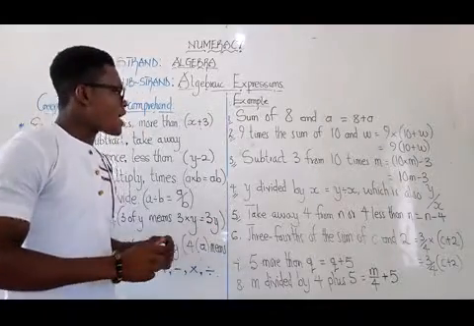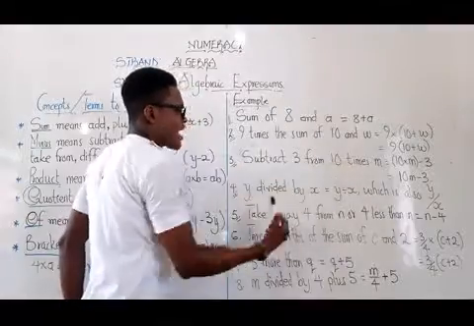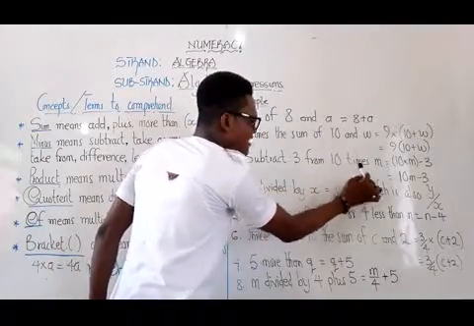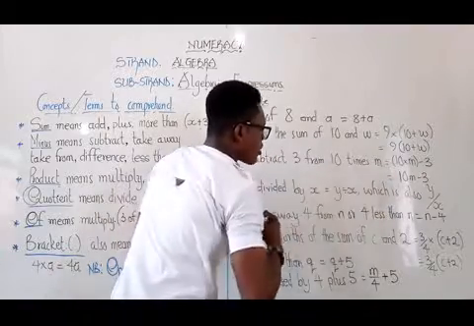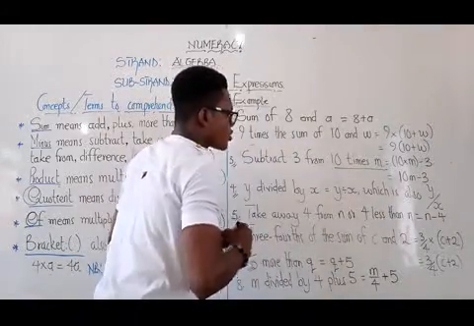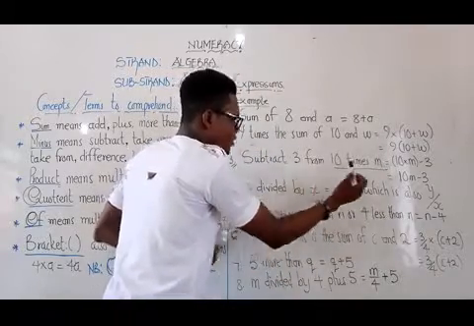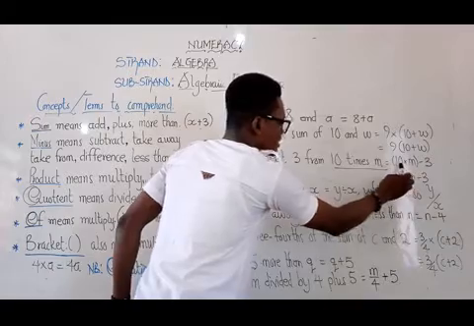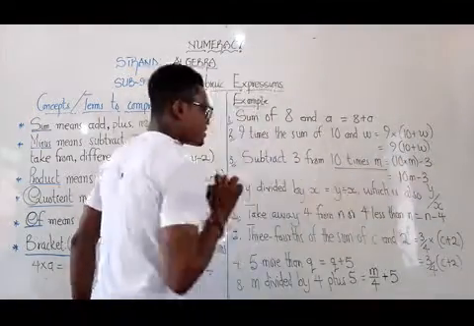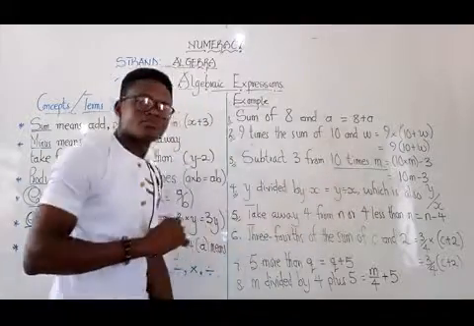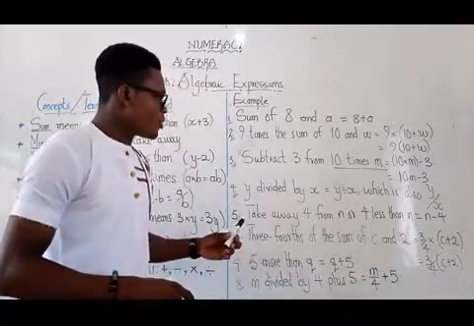Now let's move on to our next example, that is subtract 3 from 10 times n. We are subtracting 3 from 10 times n. So these are 10 times n, and we are subtracting 3 from this whole item. So we have 10 times n over here minus 3. In other words, 3 less than 10 times n. I believe you are following. Okay, let's quickly move on.